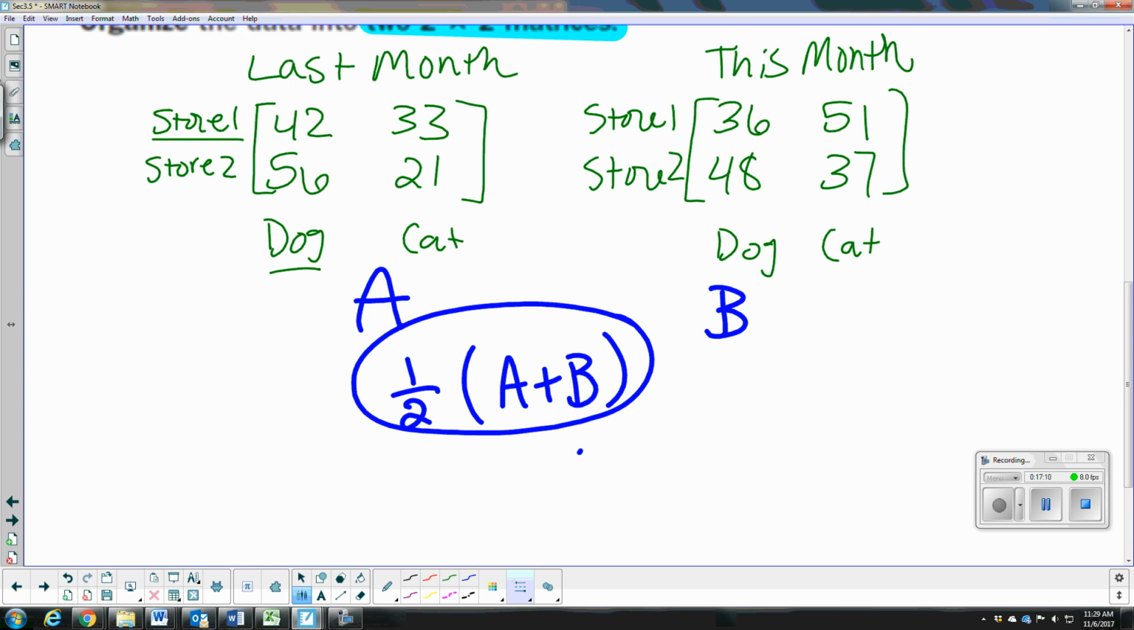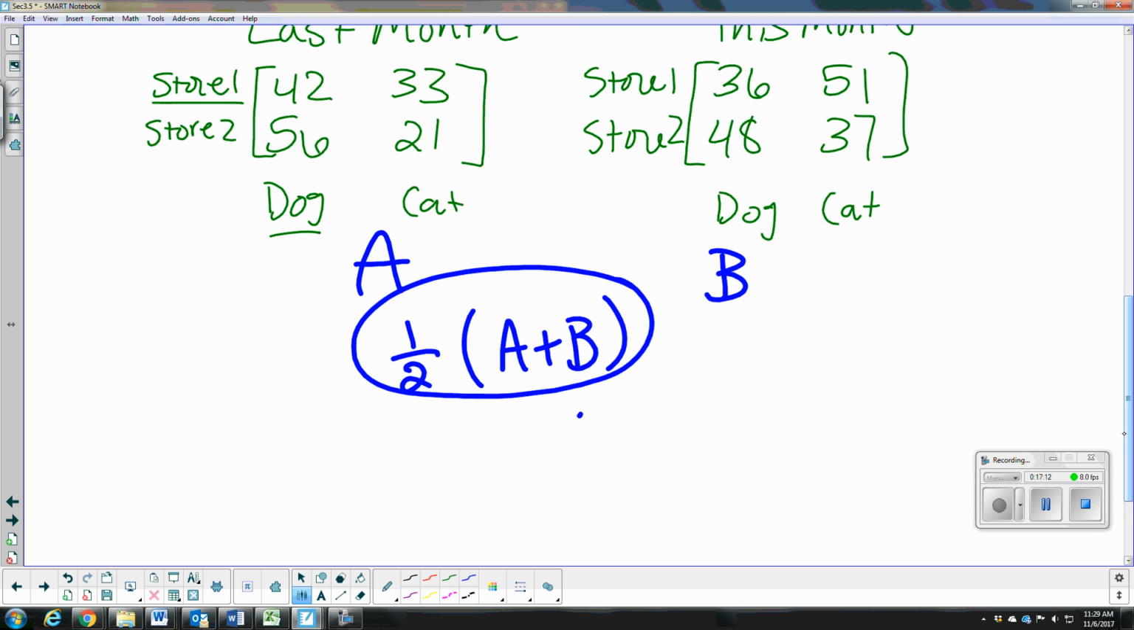So our first matrix plus our second matrix added together, and we'll do 1/2 of this still. So we're using order of operations, so we do what's in parentheses first. So 42 plus 36, 78. 33 plus 51 is 84. 56 plus 48 is 104. And then 21 plus 37 is 58.